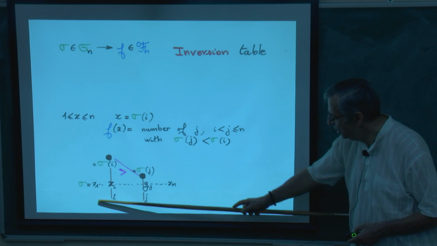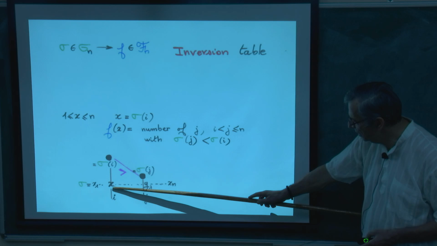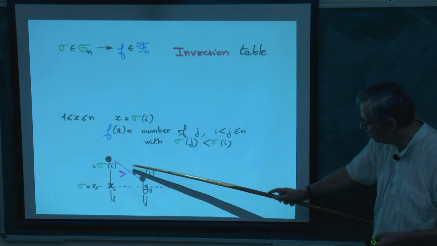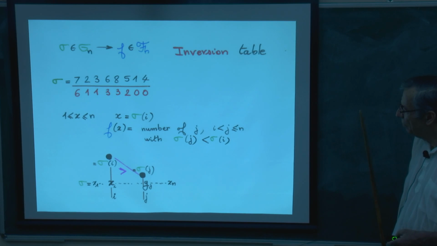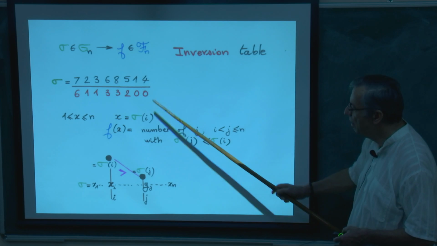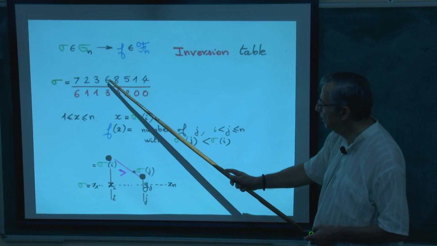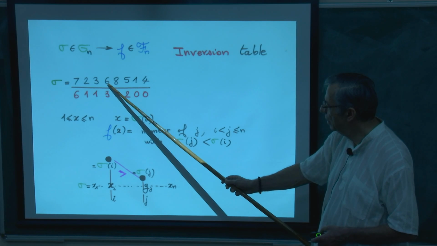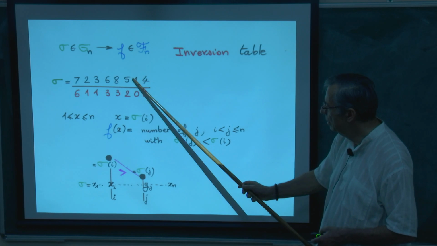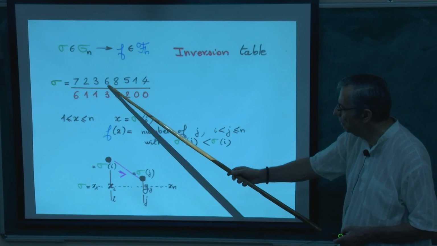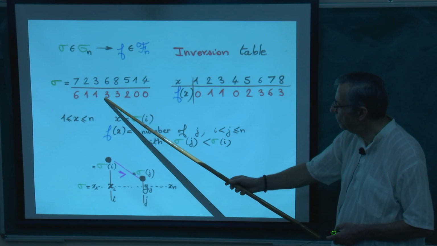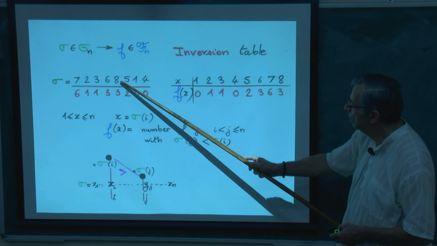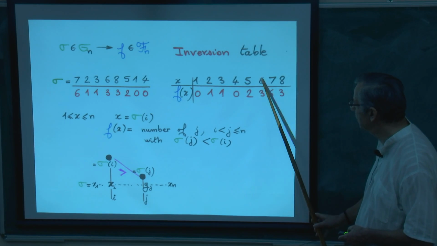So this is a function. You take x equal sigma(i), and you must have this and this. So you count how many black points like this are in this position. So for example, if I take this permutation, for each number I put below in red the number of values at the right of 6, for example, and less than 6. So there are 3: 5, 1, 4 are less than 6. So below I put a 3. And then the function f is the following. So 6, f(6) equals 3.